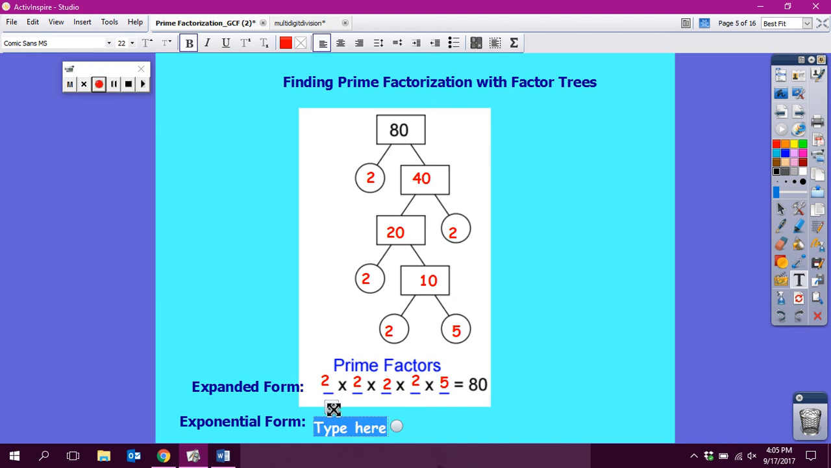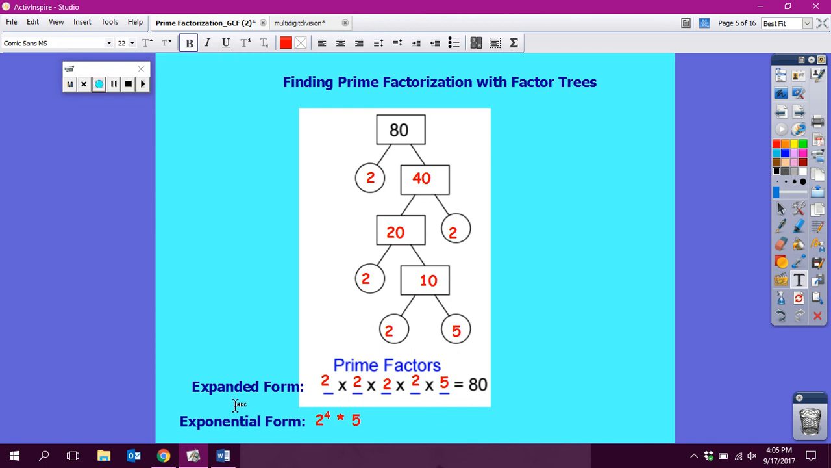Okay, so to write that in exponential form, on the other hand, I take my base number, so what's being repeated, that would be the 2, and it's repeated 4 times, so that's my exponent. Then I've got one lone 5 at the end. The 5 does not need an exponent because it's only repeated 1 time. You could put an exponent of 1, but that's sort of a waste of time because since there's a 5 there, we know it's only there 1 time.